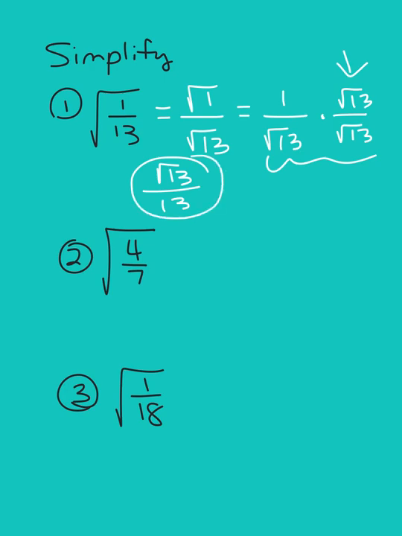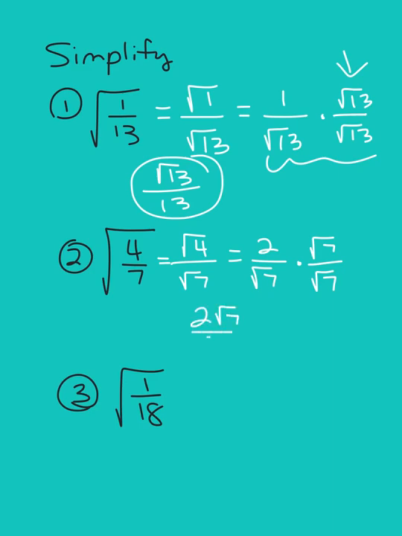And number 2, same idea. Square root of 4 over the square root of 7. Now the square root of 4 is 2 over the square root of 7. Now again, the square root of 7 is not a perfect square. There's not a perfect square that goes into 7. So I'm going to rationalize the denominator, multiply top and bottom by the square root of 7. And I have 2 root 7 over 7.